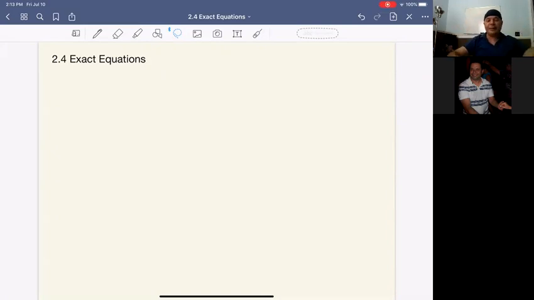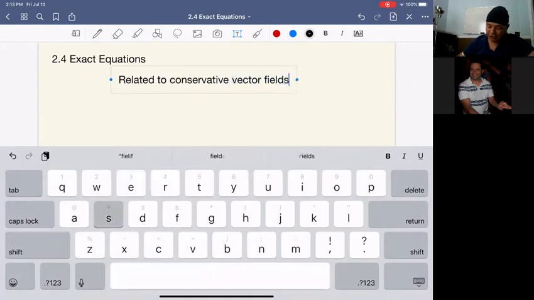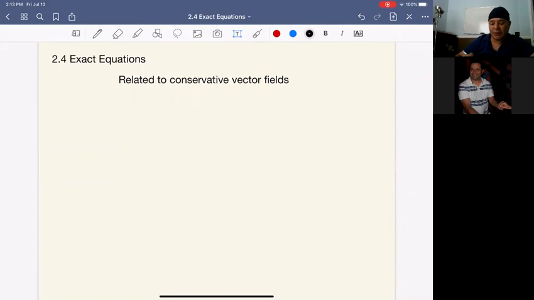So we're going to talk today about exact equations. Now, exact equations, they are related, actually, let me write this here, related to conservative vector fields, which if you did those, you may have done those in chapter 13 of Calc 3. Some of you did, some of you didn't. I know I did touch on them in my Calc 3 class, but I don't always get to them, okay? So let's remind ourselves what conservative vector fields are.